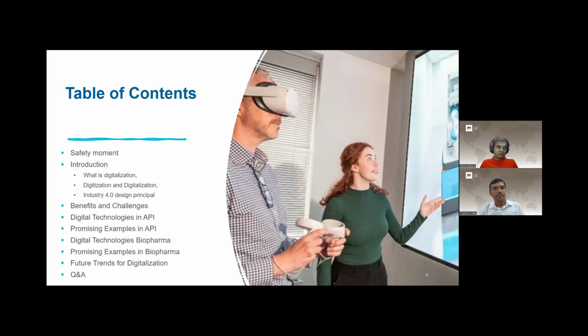So we will start with the safety moment, followed by the introduction, benefits and challenges, and then the digital technologies in the API, followed by the Bio-Pharma, and then future trends for digitalization. At the end we'll go for the question and answer. From here, I'll hand over to Vishal to present the safety moment for the day.